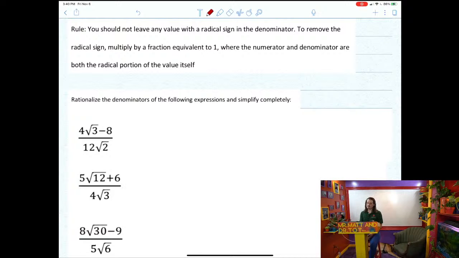And so you do that by multiplying by some fraction equivalent to 1, similar to how we convert from units from one unit to another. We're doing unit conversion. When we go from miles to feet, for example, we multiply by some version of number of feet that is equivalent to 1 mile.